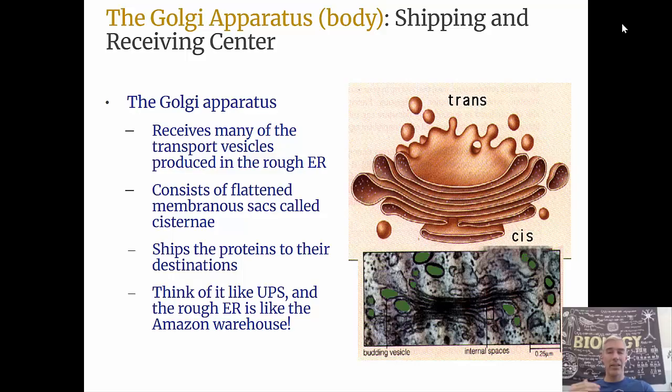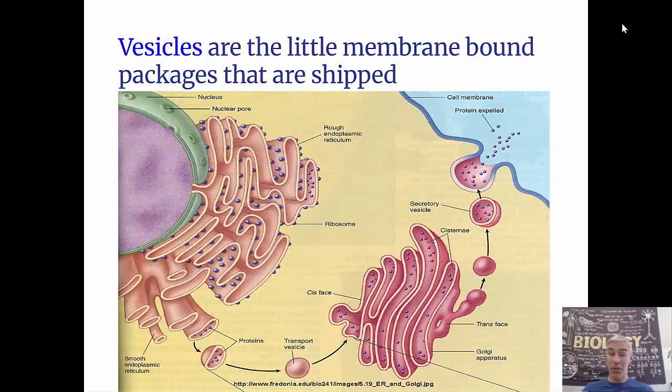That is the analogy. So the rough ER is like that Amazon warehouse. The ribosomes make the proteins, put it in there. Small packages go to the Golgi. The Golgi then organizes all those small packages that need to go to the right place and puts them in their proper location. So hopefully you never forget that.